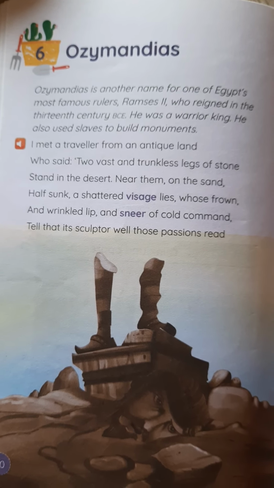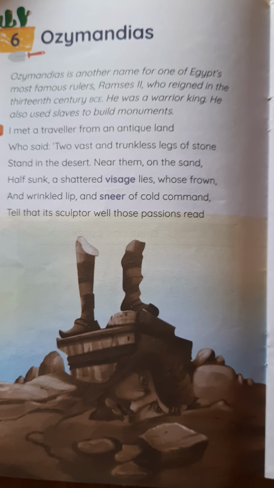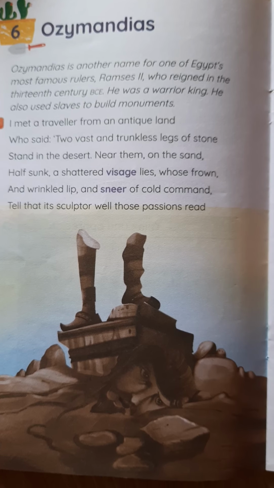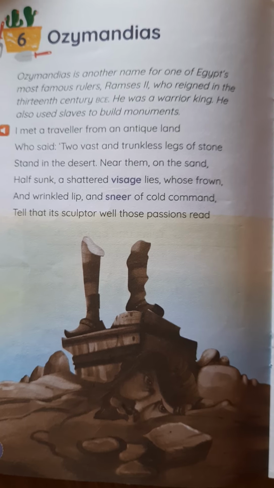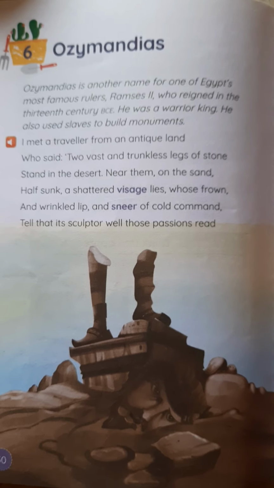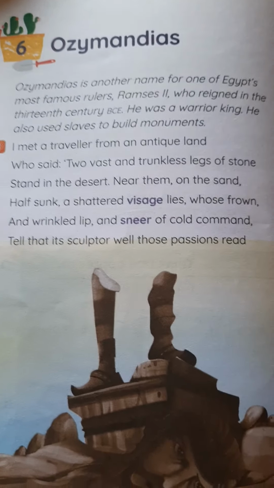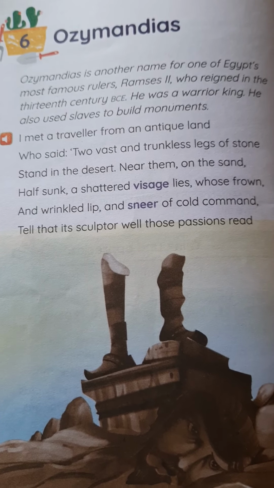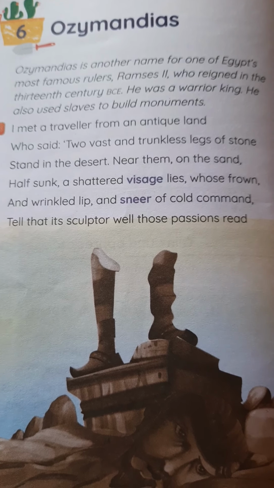Good morning, students. Today I am going to explain this poem, Ozymandias, to you. I explained this poem in our last classes, line by line and word by word, and you all have written the extra word meanings in your book with your pencil. Some word meanings are given here, but there are more word meanings which I told you, so just write them down. I'm going to repeat them in this explanation again.